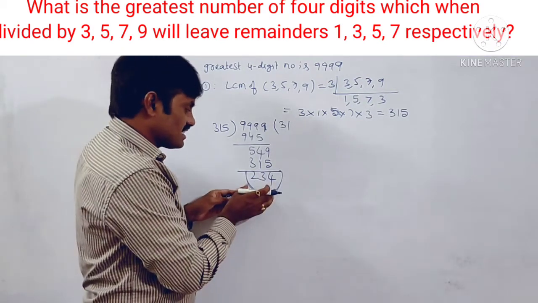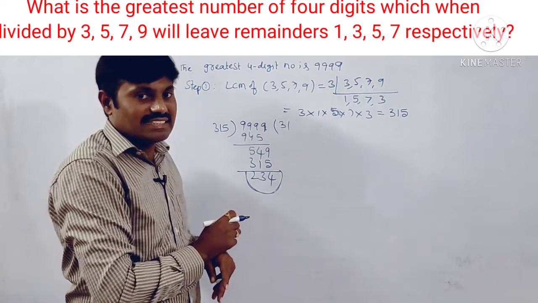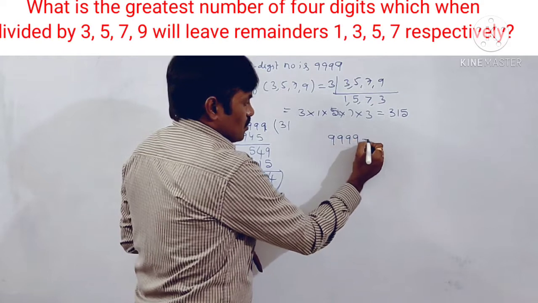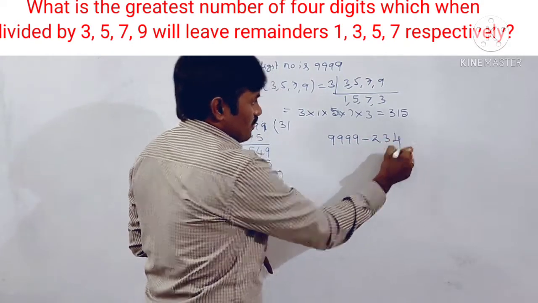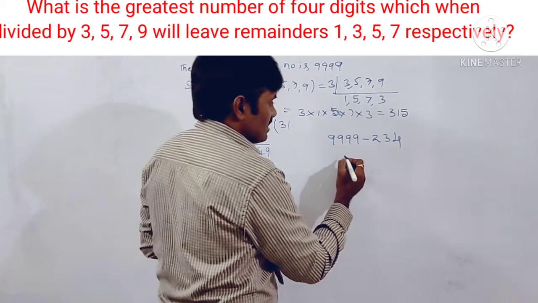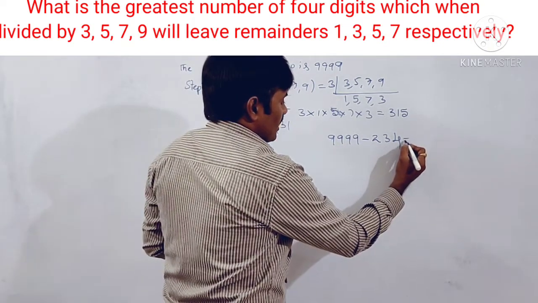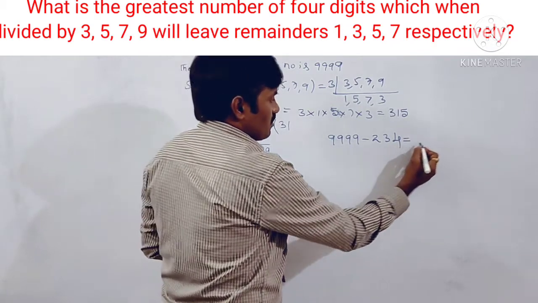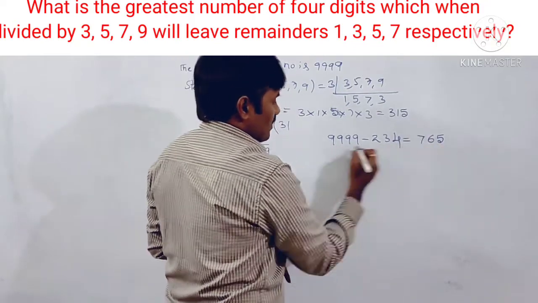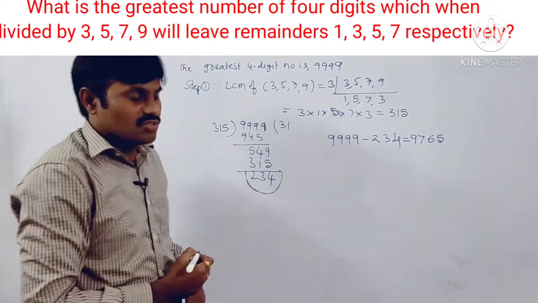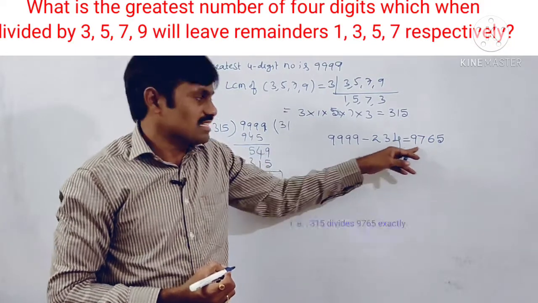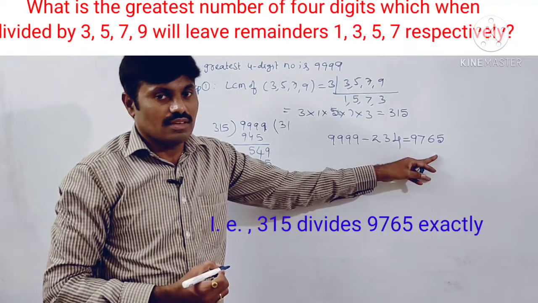So subtract this remainder from 9,999. We get a number which is the multiple of 315. What do we get here? 9 minus 4, 5. 9 minus 3, 6. 9 minus 2, 7. 9,765. So this is the multiple of 315.